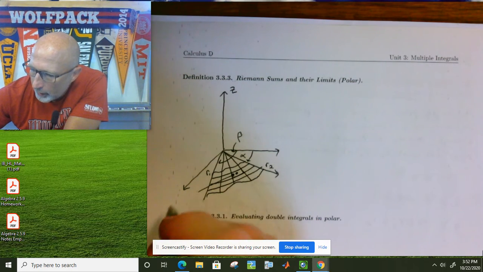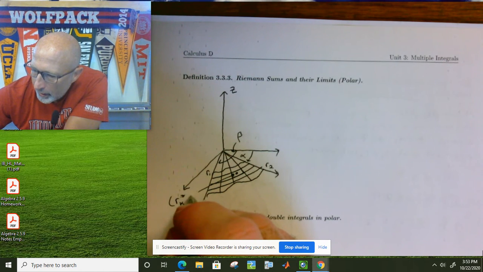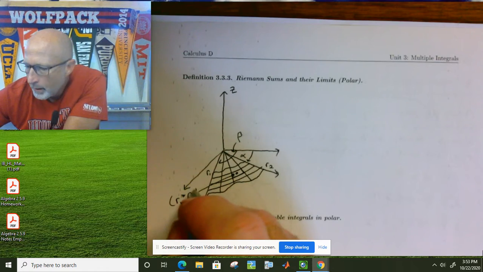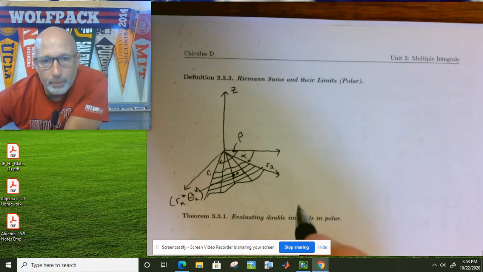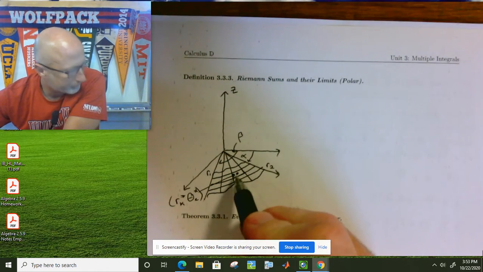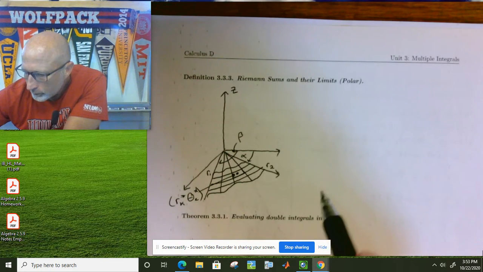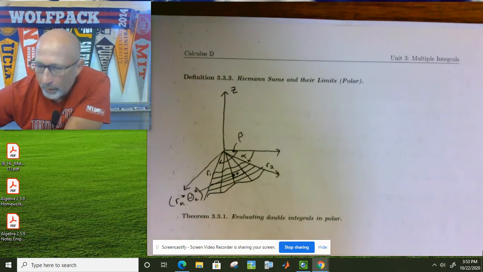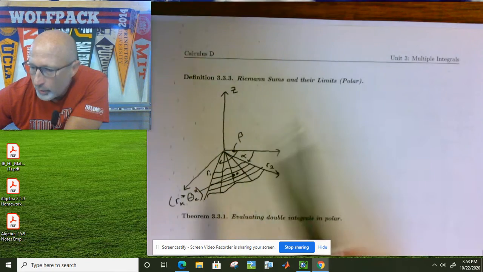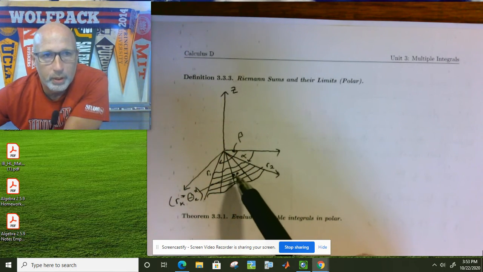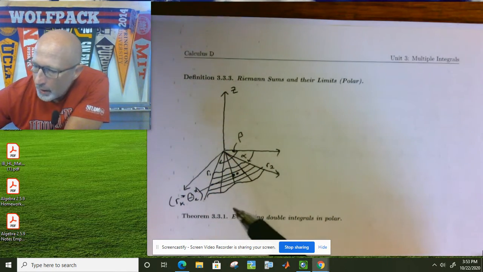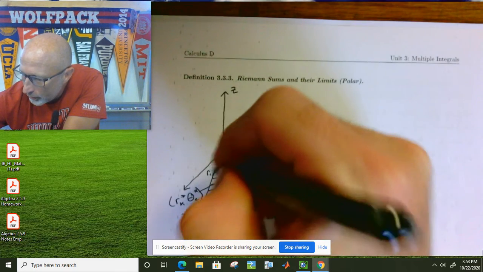And the arbitrary point is going to be r_k star, theta_k star. The star represents that it's an arbitrary point inside of that. Now, what's going on here? Remember, this is the region R, which is our domain, and we're going to take this and project it to some function f. It's going to be like going to the third dimension.